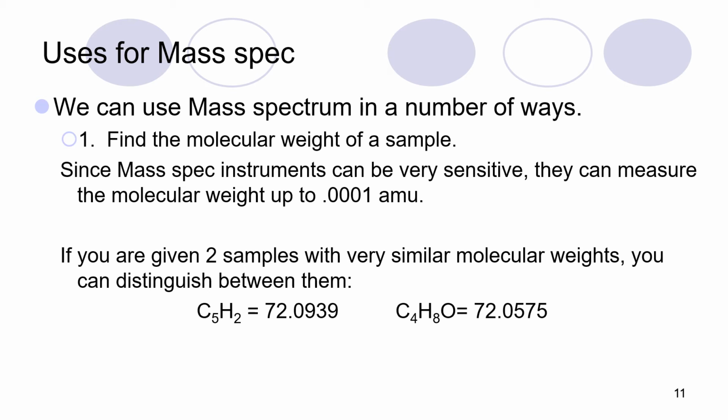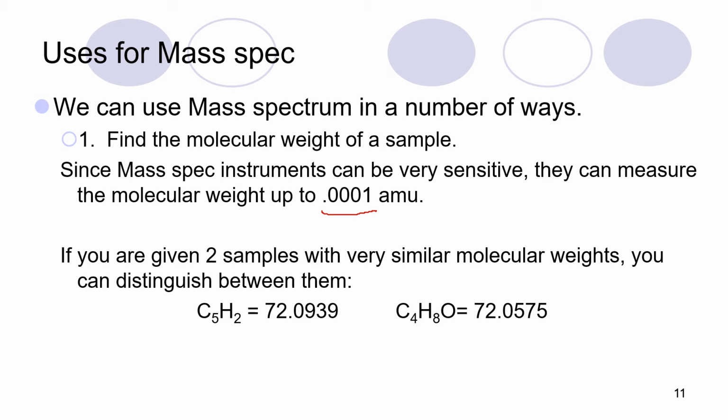But one way that mass specs can be used is that some of them can be very sensitive and can measure the mass up to 0.001 AMU, which means if you're given two samples with very similar molecular weights, you can distinguish between them by the actual M plus peak. So you can see here C5H12 has a mass of 72.0939 and C4H8O has a mass of 72.0575. So you could tell between the two of them.